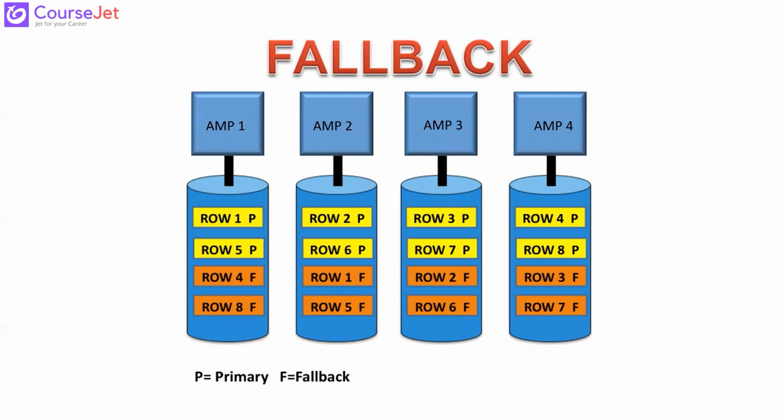You can see here when the fallback is enabled, row 1, which is the primary row, is stored in AMP1. And in the fallback AMP, row 1 is stored in AMP2. Similarly, row 5, which is in AMP1, will be stored in AMP2. So in case of AMP1 failure, we can still retrieve row 1 and row 5 from AMP2.